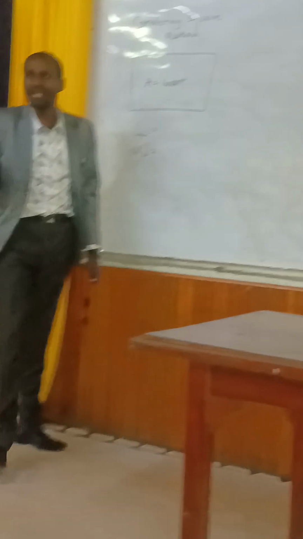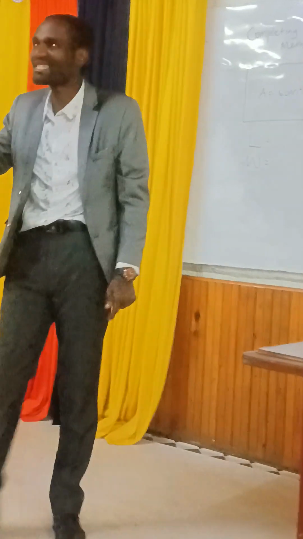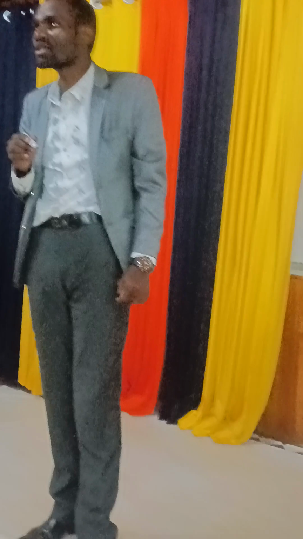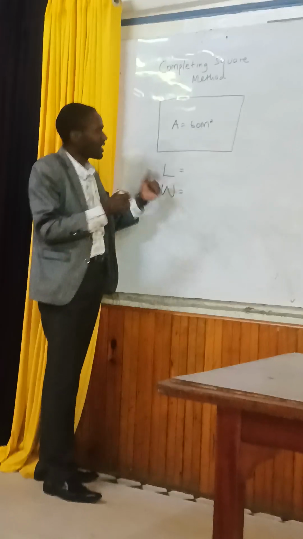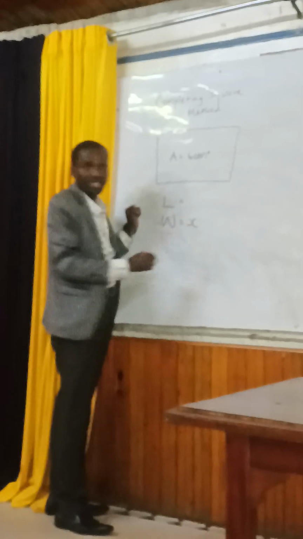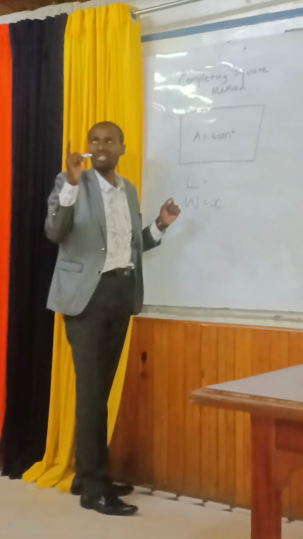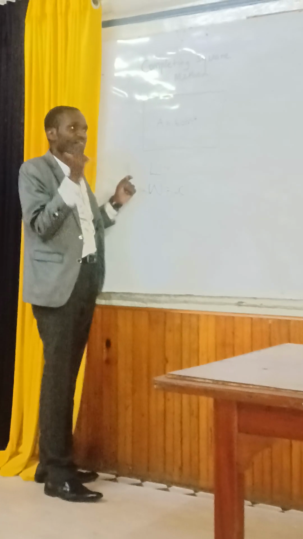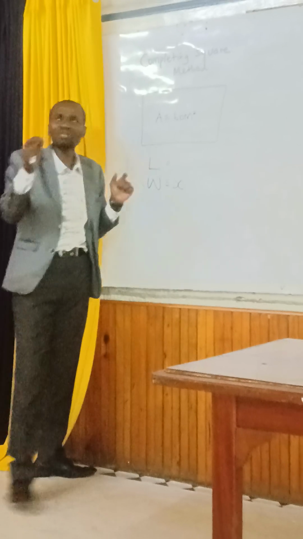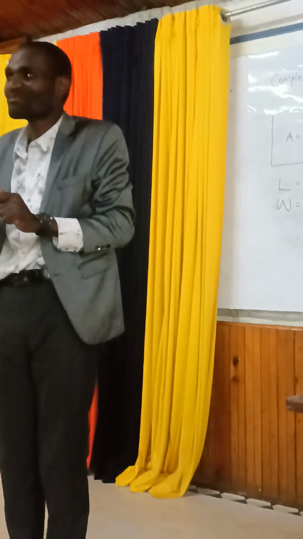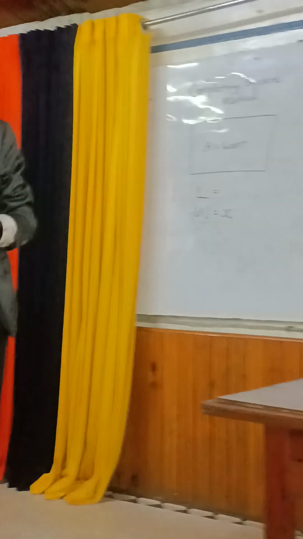What is the meaning of the length of the flower garden being 2 meters less than twice its width? We will assume the width is x. But they have told you the length is twice the width, less 2 meters. What is the meaning of that? 2x minus 2. Very good.